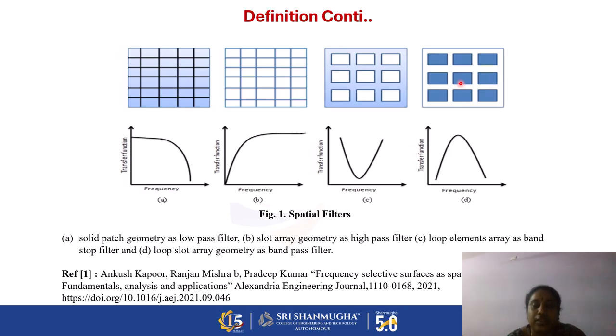Mostly in real-time applications, for example in radome structures and in satellite communications, if we want to reject some few frequency bands at a certain frequency, we can utilize these two structures in the FSS elements. So the main function of the FSS is to band stop and band pass the electromagnetic waves from source to destination.